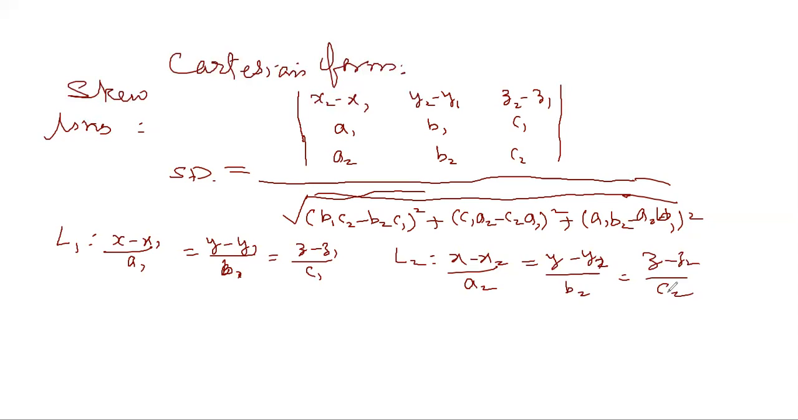Perpendicular distance of a line from a given point. That is also left. Perpendicular distance of a line from a given point. Okay. So perpendicular distance of a line from a given point.